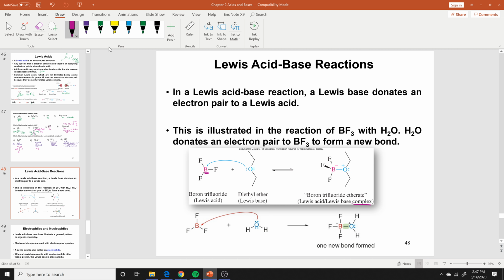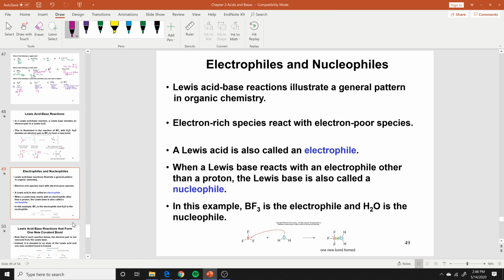Another example: instead of diethyl ether, I'm using water. Same idea. This is going to be my Lewis base, and this is going to be my Lewis acid, the boron. See how my arrow is from the more to the less. This is my nucleophile, and this is my electrophile over here. The arrow always goes from the nucleophile to the electrophile, and you make a complex in there.